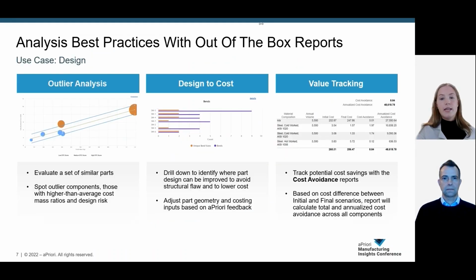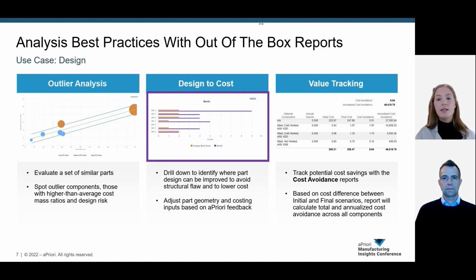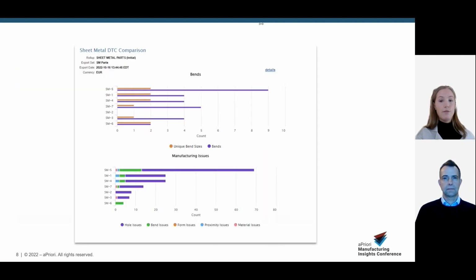So next, I want to drill down and understand why sheet metal 5 might be an outlier and how I may be able to bring its cost down. For this analysis, I can use the same out-of-the-box report, and I can click to drill down into design to cost and design for manufacturability metrics. So here we've drilled down, and we're looking at design to cost metrics such as number of unique bends and number of total bends, as well as design for manufacturability metrics, such as issue count in various categories.